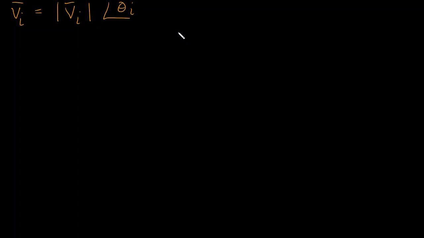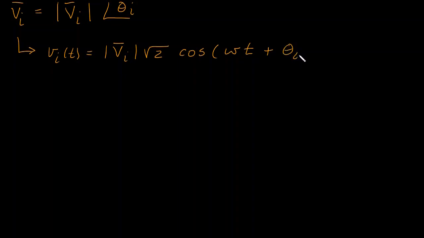And we know that that relates to a time domain representation, v_I of t, which equals the magnitude again of the phasor times the square root of 2, right? The magnitude of the phasor is the RMS value. We have to multiply the RMS value by the square root of 2 to get the amplitude of the cosine. And then we have the cosine of omega t plus an angle associated with the input voltage, theta_I. All right, so no surprise there. We have the amplitude, we have the frequency, and we have the phase.